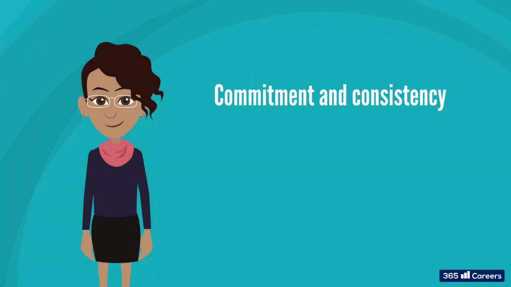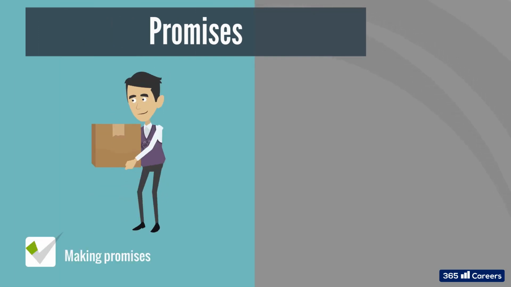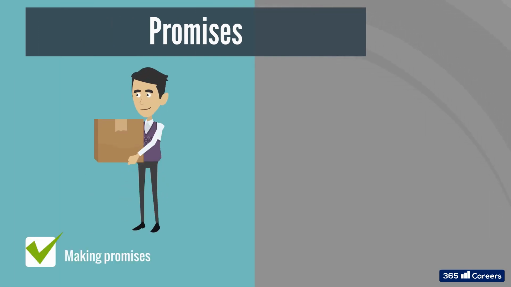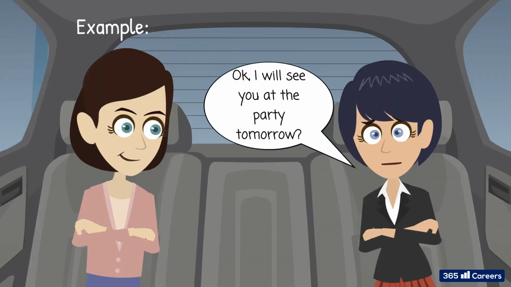In this video, we will talk about commitment and consistency and how to make them part of your persuasion toolkit. You may have noticed that backing out of promises or deals always brings about a sense of unpleasantness and dread. This is because people are habitual beings and like to be consistent.